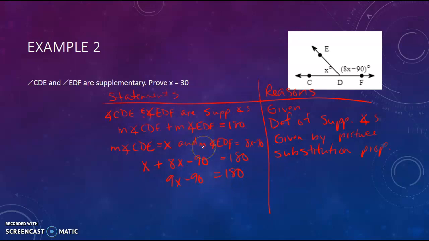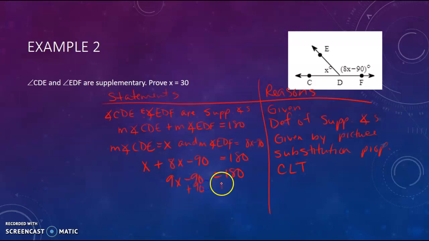Now, when we're doing proofs, you can't skip steps. The whole point of the proof is to take someone who does not know step by step through the proof. So this one, we would be combined like terms. And I say that because I have a lot of you seeing problems like this and going to 9x minus 90 and not writing x plus 8x minus 90. And you need to do it. All right, so from here, it's a two-step equation.